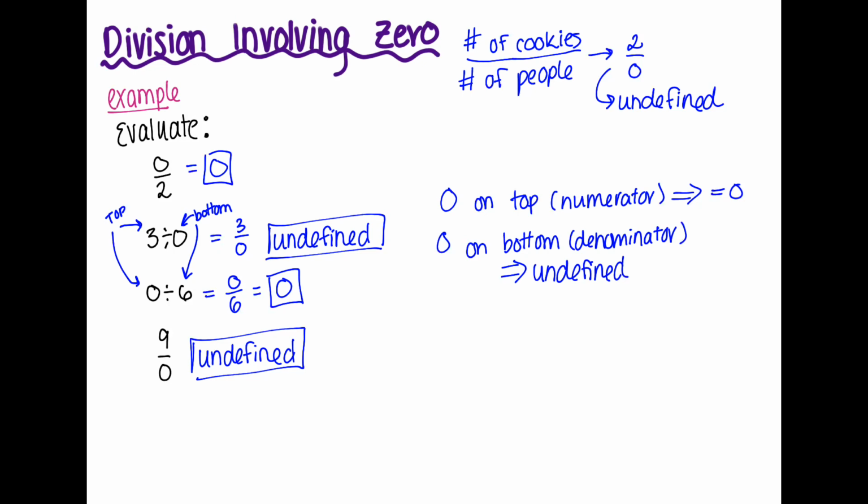If you can keep that rule in mind, you're going to be in good shape. 0 on top, 0. 0 on bottom, bad. You know what? Memorize it that way. 0 on the bottom is bad. B, bottom, bad.